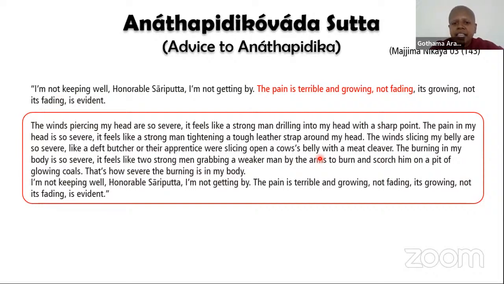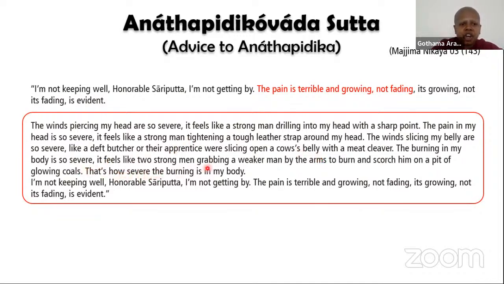The winds slicing my belly are so severe. It's like a deft butcher or his apprentice slicing open a cow's belly with a meat cleaver. The wind that comes to your belly is so piercing. It's so painful. The burning in my body is so severe.